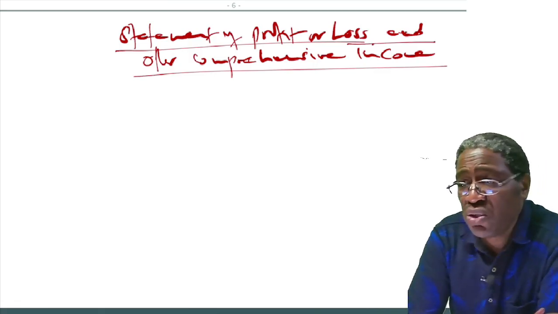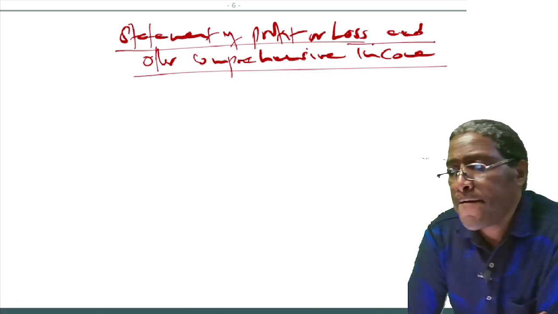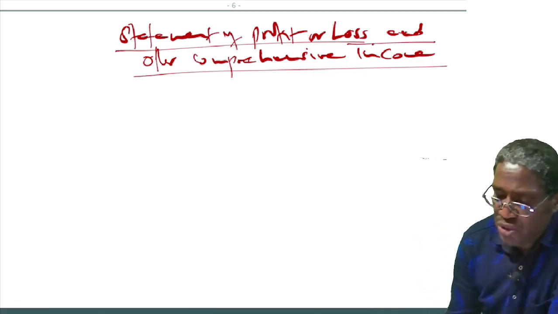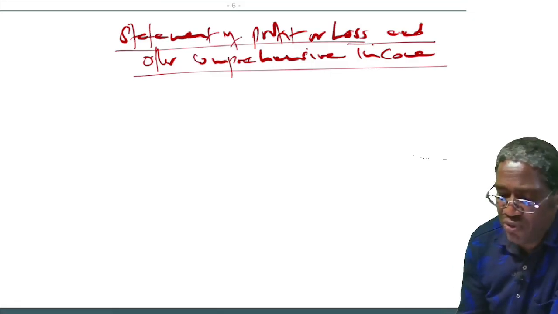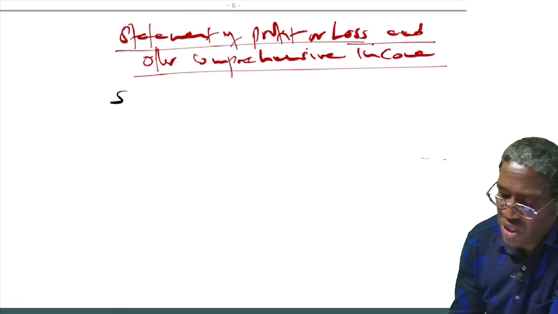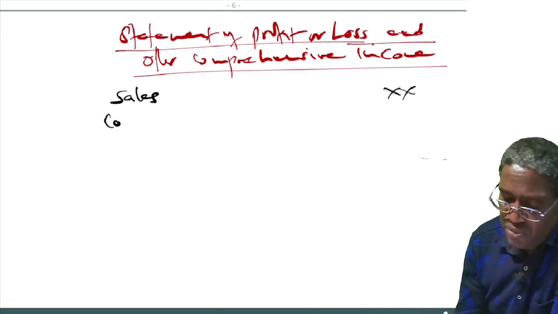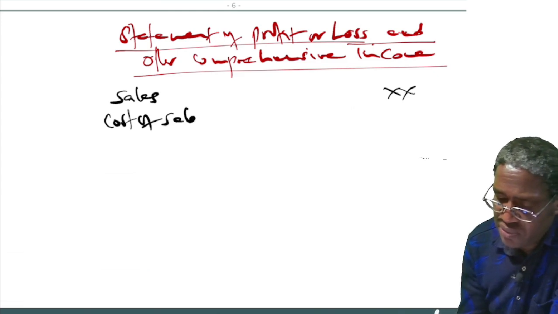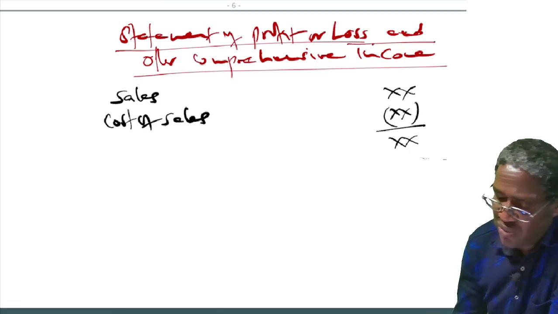Statement of profit or loss and other comprehensive income. So maybe we can just put down the format. There is nothing to put down in terms of notes for it. You just put down the format. So start with the sales. We have already reminded ourselves. Whatever the question will give you. Then from there you come to cost of sales. Whatever it is. Get whatever you are getting. That's what we are calling the gross profit.